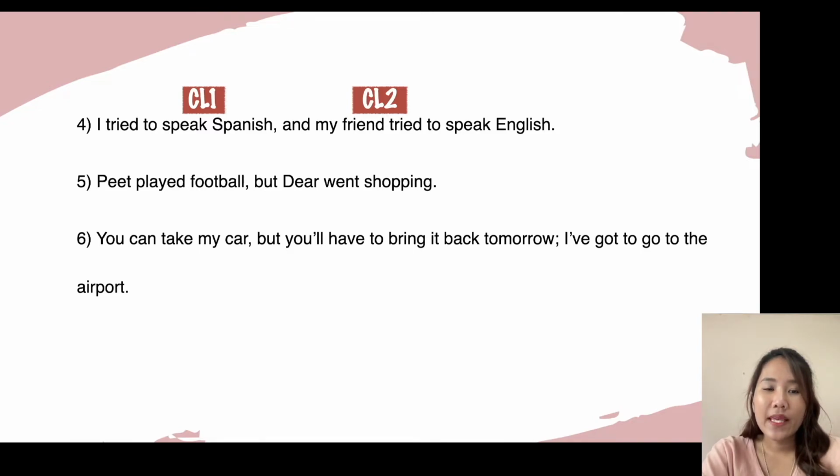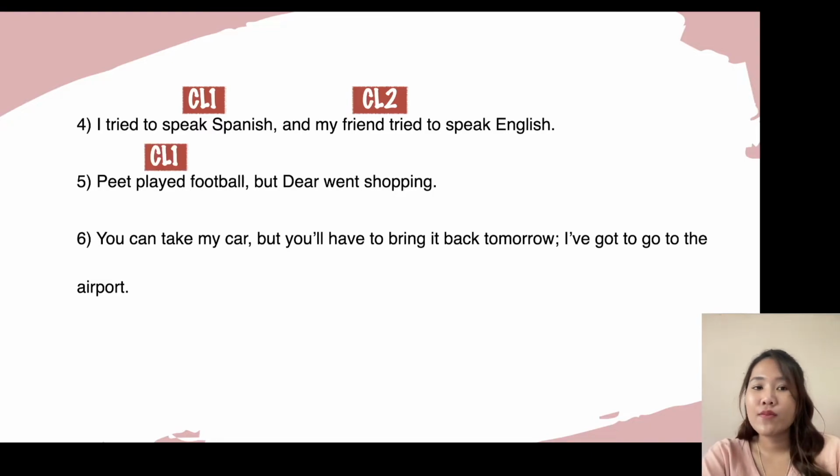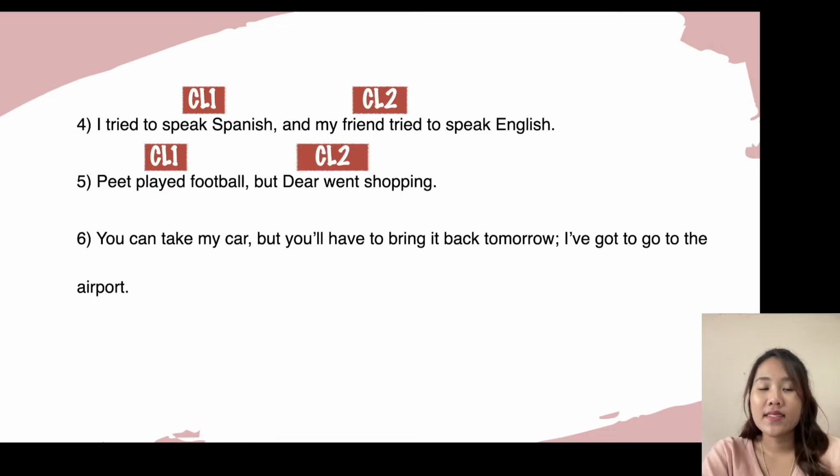Number 5, Pete played football, but Dear went shopping. So Pete played football, it is the first independent clause. Dear went shopping, it is the second independent clause. Altogether, it is just the compound sentence.